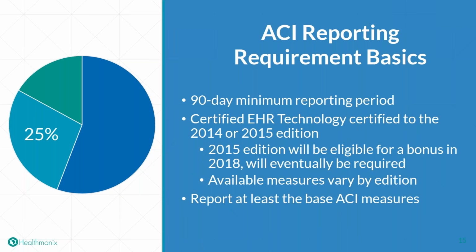For ACI, you're looking at 2 different types of measures. There are base measures and performance measures, and really that splits the type of measure you're reporting on into something you can just report and say you did it, a kind of attestation, compared to a performance measure where you're indicating the number of denominator eligible patients and how many patients met that particular measure. So you must report on at least the base measures for ACI, and then by reporting on additional performance measures, you're going to earn more points within the performance category.